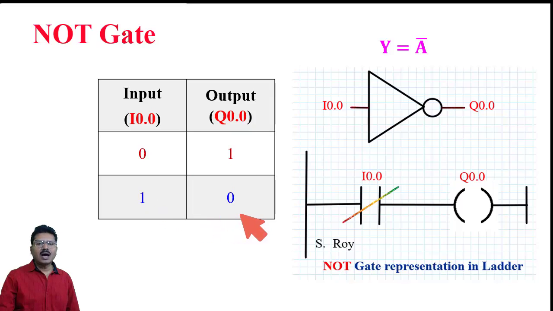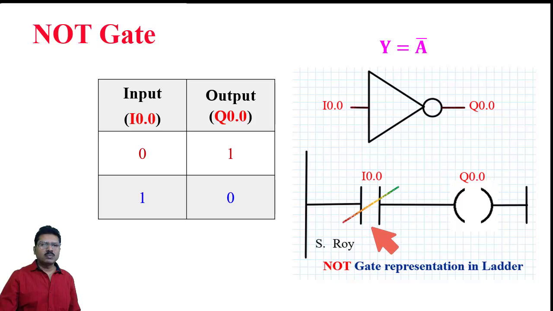We all know how to draw the ladder diagram in PLC. This is the implementation of NOT gate. A normally closed contact has been used as an input. The address of this input is I0.0 and this is the output. The address of this output is Q0.0. What is the function of this normally closed contact?